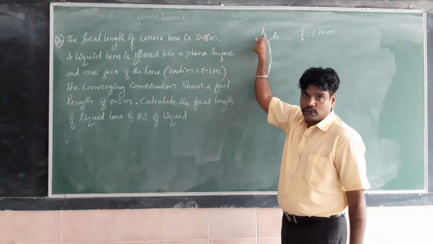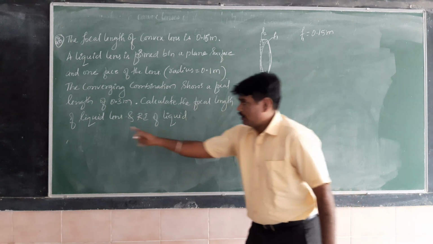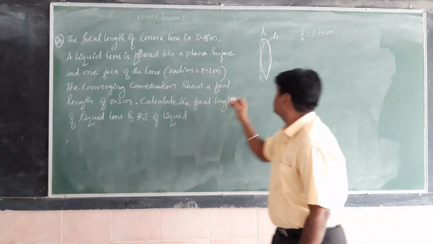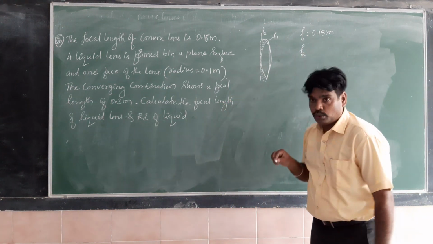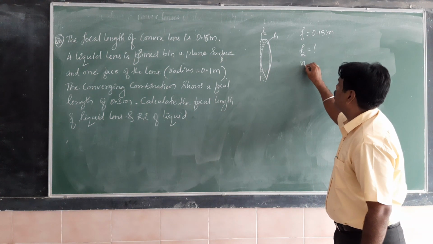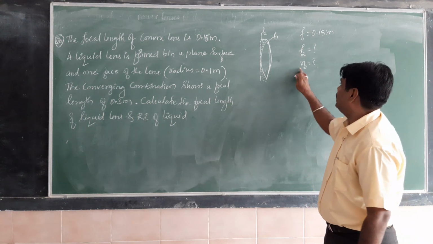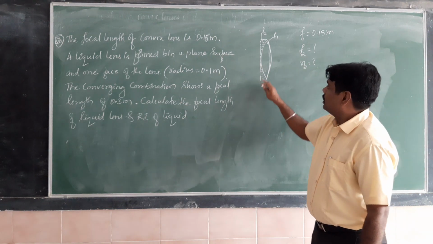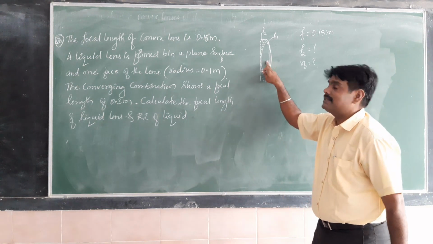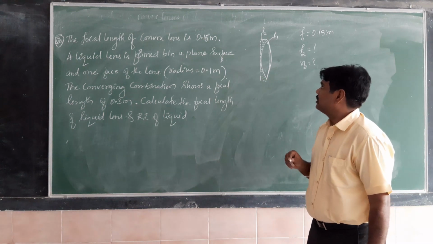We have to calculate f2, because according to the given data, we have to calculate the focal length of a liquid lens, and also the refractive index. So the focal length of the liquid lens is f2, and we have to calculate the refractive index n2. To find the focal length f2, if I take them collectively, how many lenses are here? Two lenses. The first one is glass and the second one is a liquid lens, water or some liquid, we don't know its refractive index.